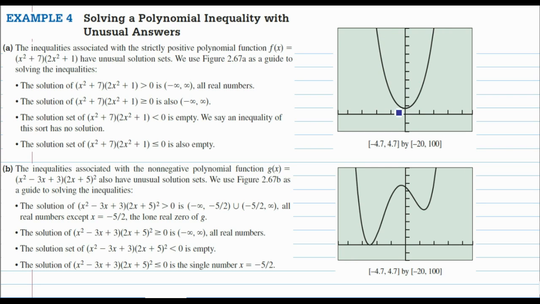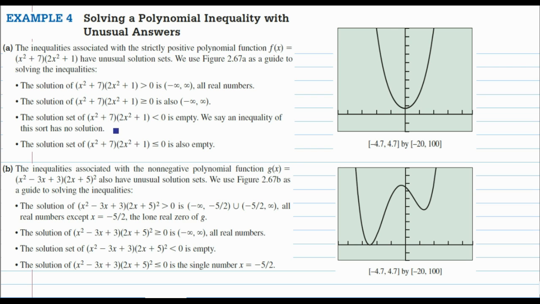Now as you can see, there are no real zeros, so this graph will never hit the x-axis. It will also never go below the x-axis. So we can say that the solution of values that make the function greater than 0 is all real numbers. Same with greater than or equal to 0, as you can see from these two.